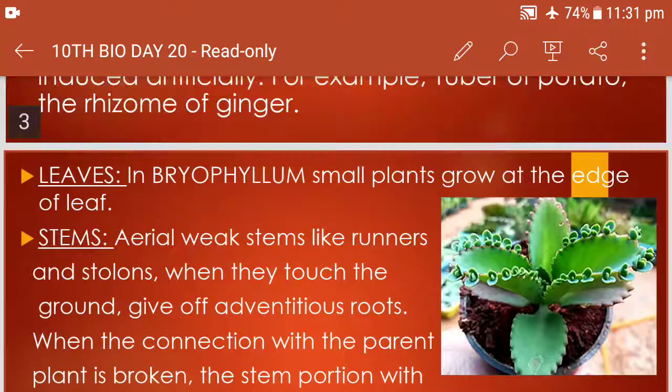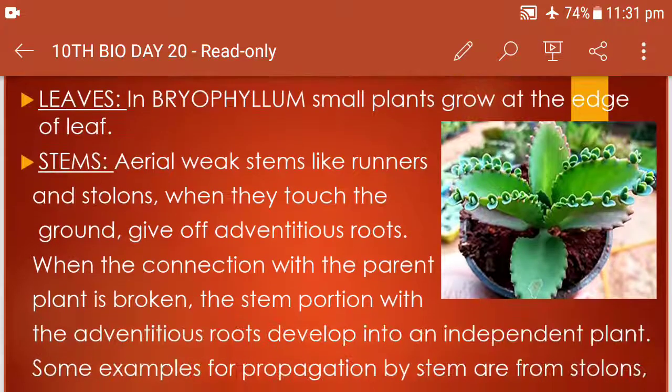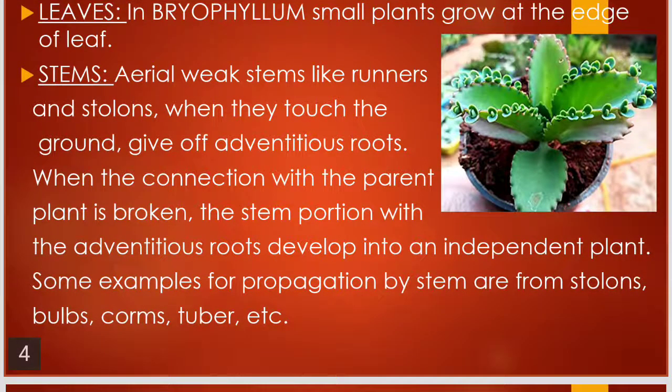As I just now told you, in bryophyllum leaves, the new plants are grown at the edges of the leaf. So bryophyllum is the example where leaves are involved in propagation, in reproduction. So new plants are growing from the edges of the leaves. Then how are the stems responsible for reproduction? Yes, we also have stems responsible for reproduction.